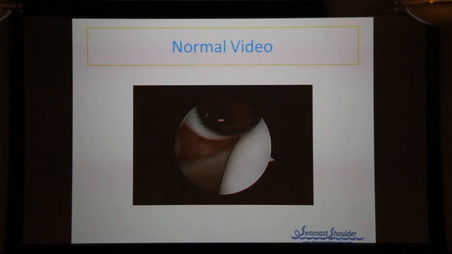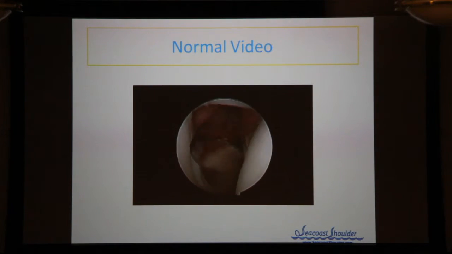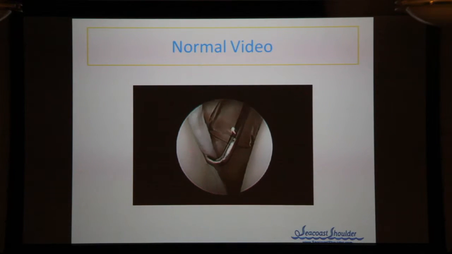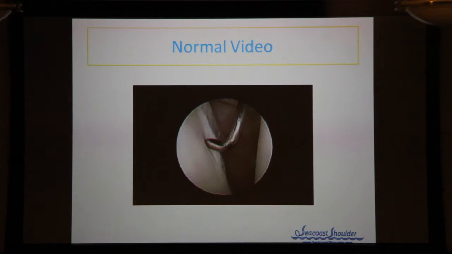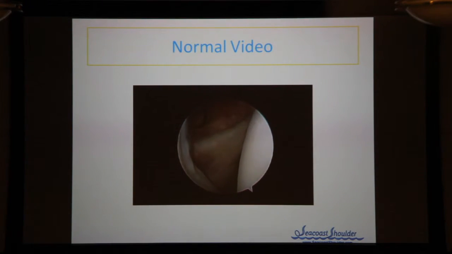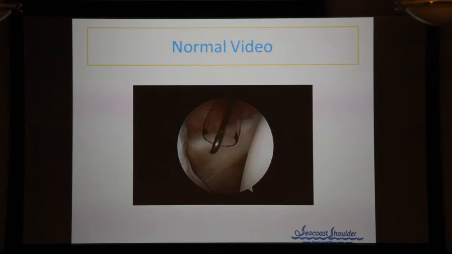Everything is nice and white in this normal shoulder. The cartilage on the ball and socket are nice and white and smooth. The labrum in the front is normal. The tendon in the front of the shoulder is the subscapularis tendon, which is underneath the cannula. That's the subscapularis tendon we're looking at right there.